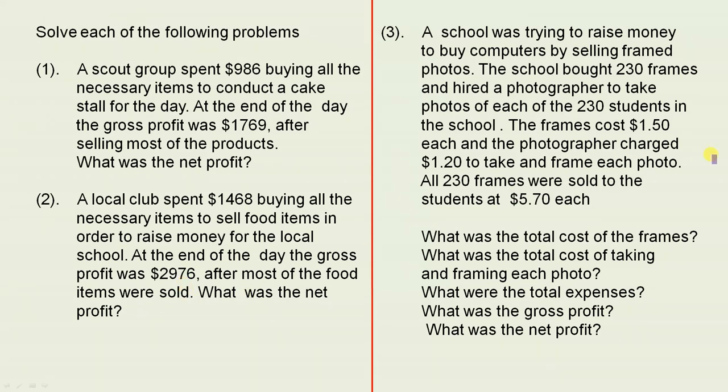And over here, this is a little bit more involved because we have to answer 5 questions. Now we have information in the problem which will allow us to calculate the cost of the frames. That's the total cost. And the total cost of taking and framing each photo. So basically those two separate items here will give you the total expenses. Now the gross profit, well basically we had 230 items that we sold at $5.70 each. That will give you the gross profit. And then the net profit involves a simple subtraction.